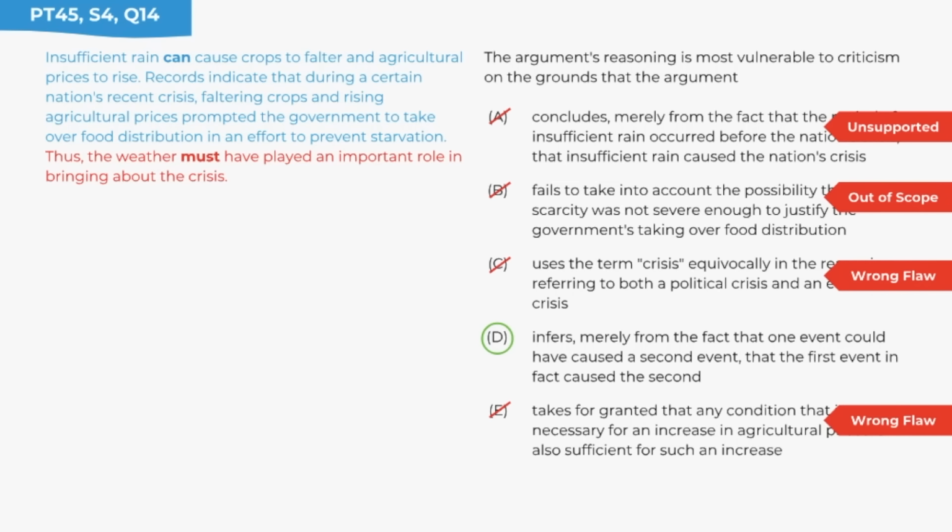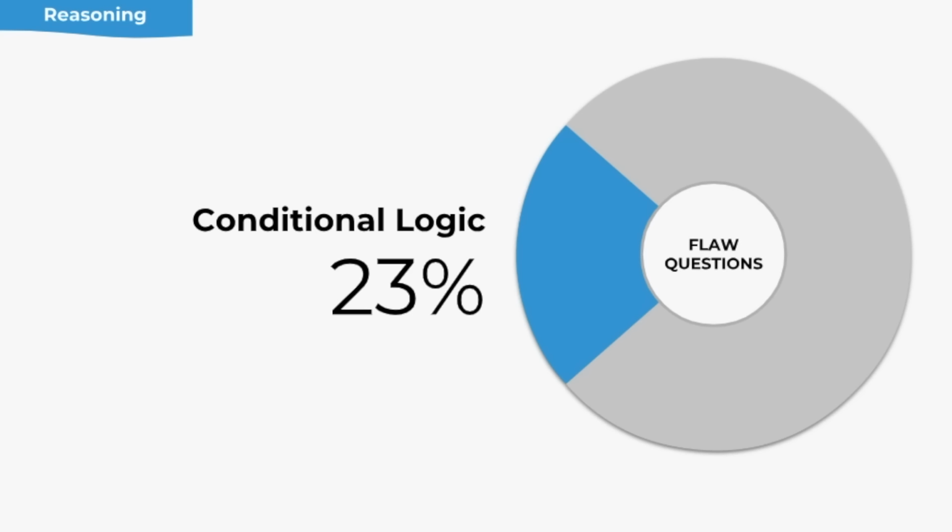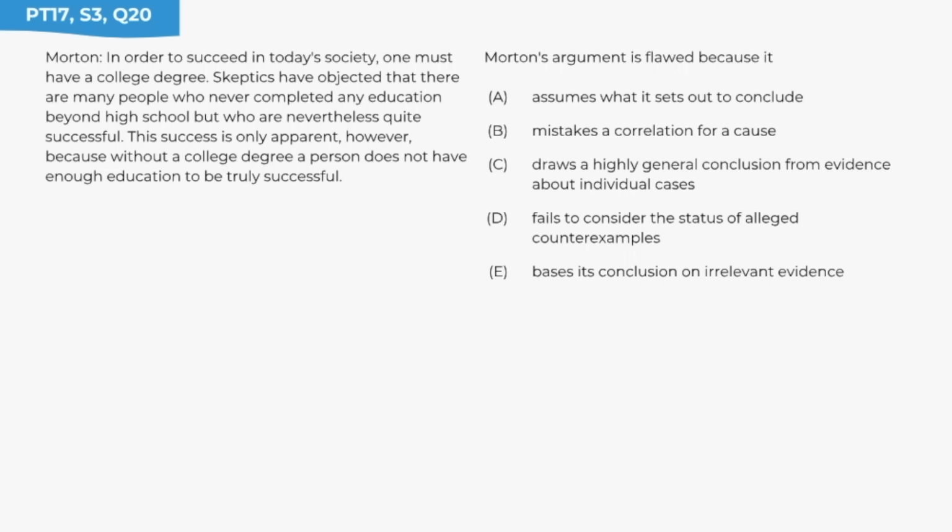So let's take a look one more time at another reasoning structure. This one's conditional logic. This one's not as common as the other two. It's still 23% of flaw questions involve conditional reasoning, though. So it's an important reasoning structure. And let's take a look at a real example. Go ahead and pause the recording. Try this on your own. When you think you've got an answer, hit play, and we'll discuss it together.